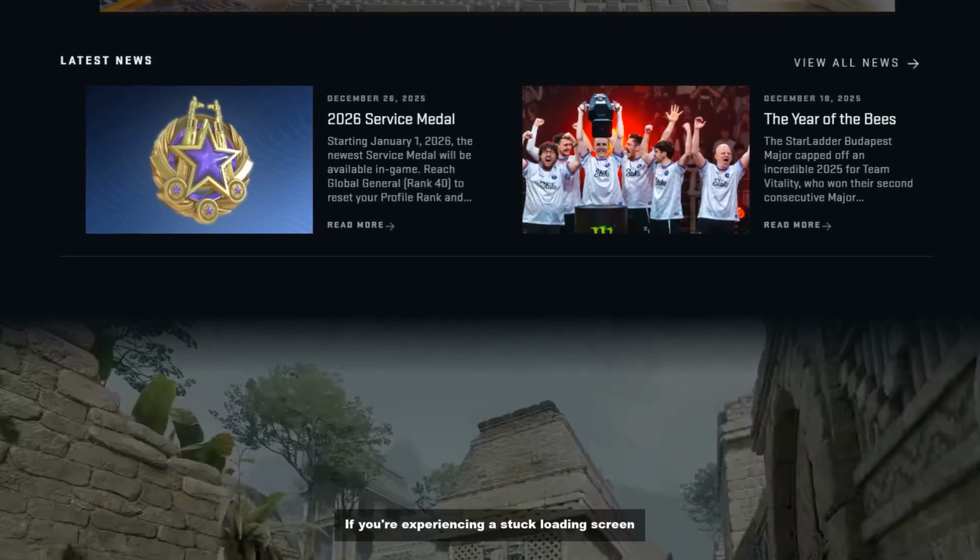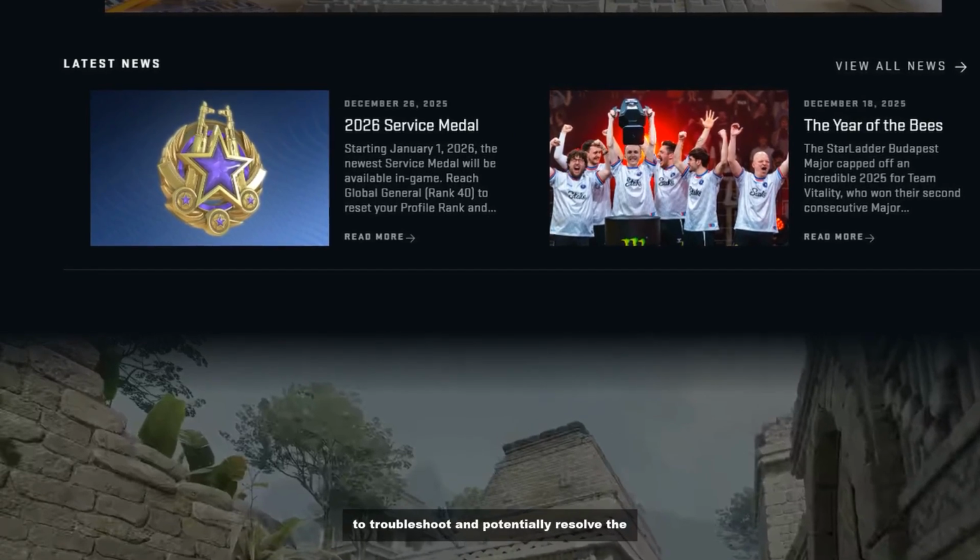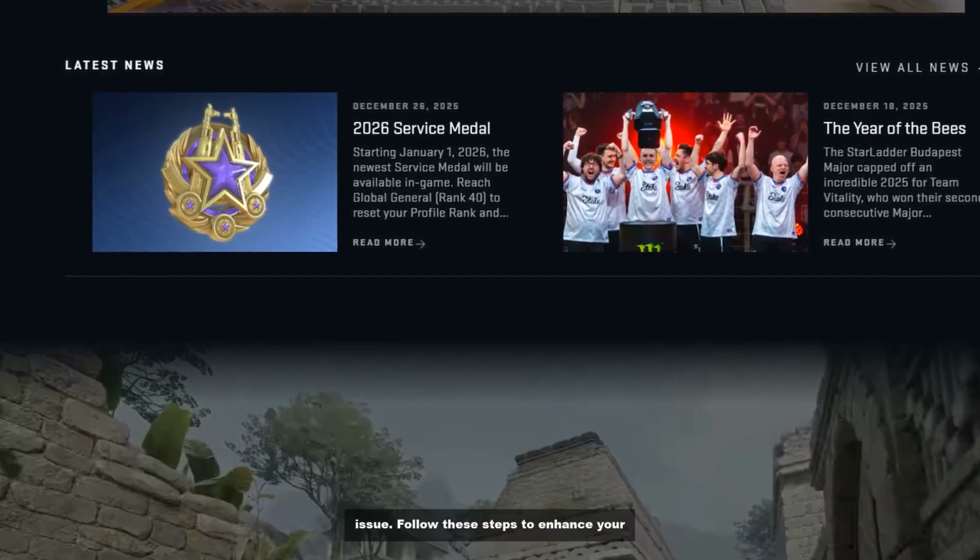If you're experiencing a stuck loading screen in CS2, there are several steps you can take to troubleshoot and potentially resolve the issue. Follow these steps to enhance your gaming experience.